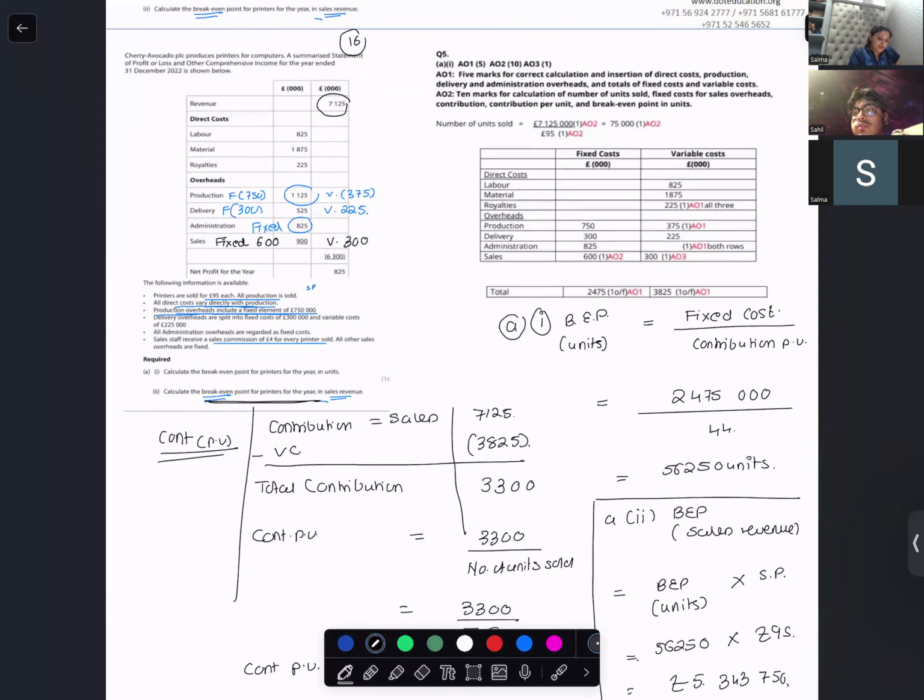We had to find out the number of units sold because we wanted the bifurcation of your variable sales overhead and the fixed sales overhead. Then we found out break-even point in units, break-even point in dollar value. I'm giving you some time. Do this, then I take you to margin of safety.